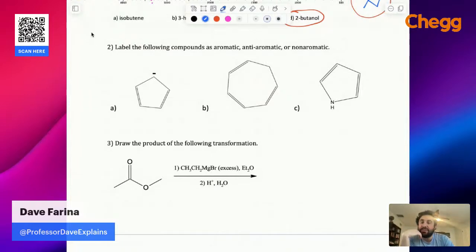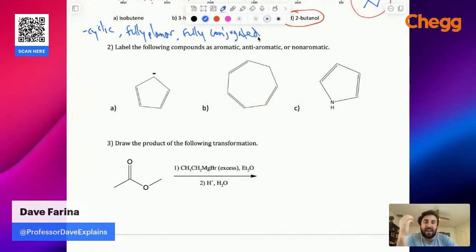To be aromatic, something has to be cyclic, first of all. Linear molecules cannot be aromatic. It has to be fully planar, right? It has to be a flat molecule, or at least the portion that's aromatic has to be completely flat. It has to be fully conjugated, so it has to have pi electron density. Aromaticity is about a delocalization of pi electron density. So we're talking about a combination of pi bonds and lone pairs. Those qualify as pi electrons, and they must be fully conjugated all the way around the ring.